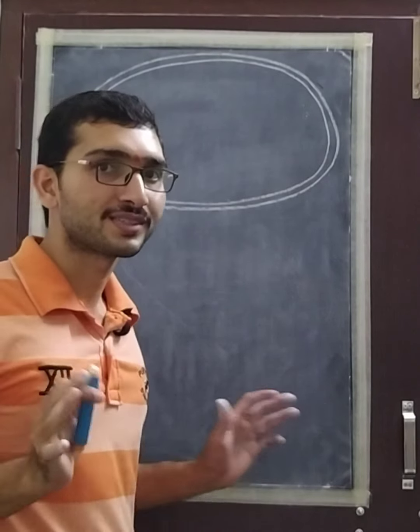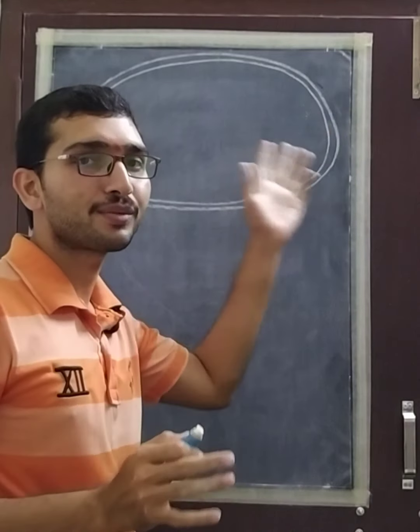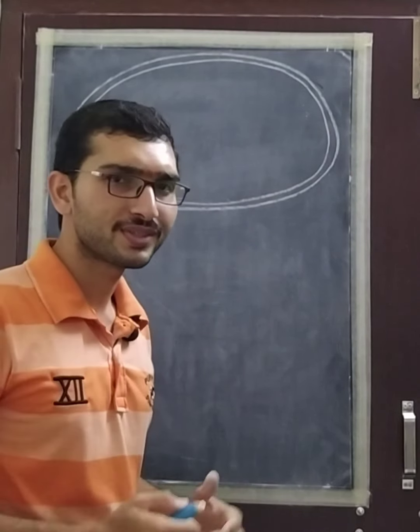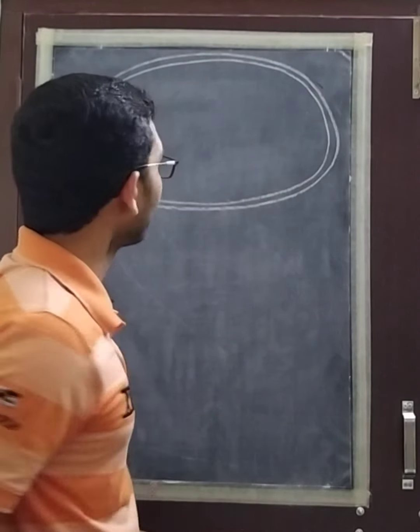Sorry, I should not say upper epidermis and lower epidermis. I got confused with the mesophyll cells. So we have the outer membrane and the inner membrane.